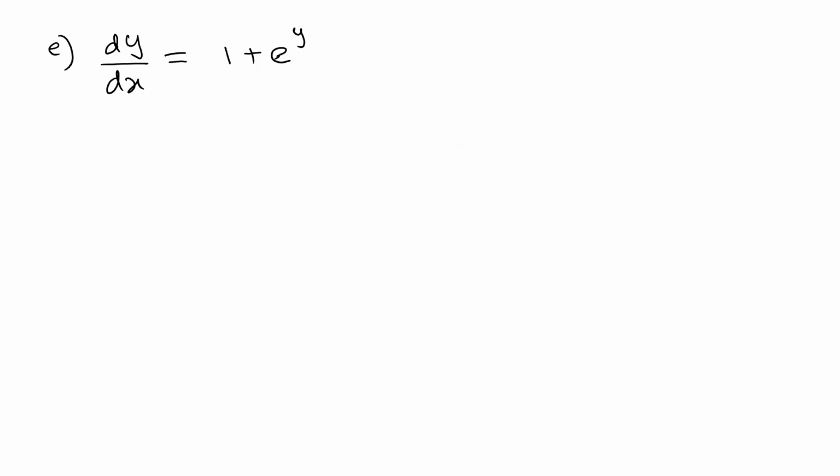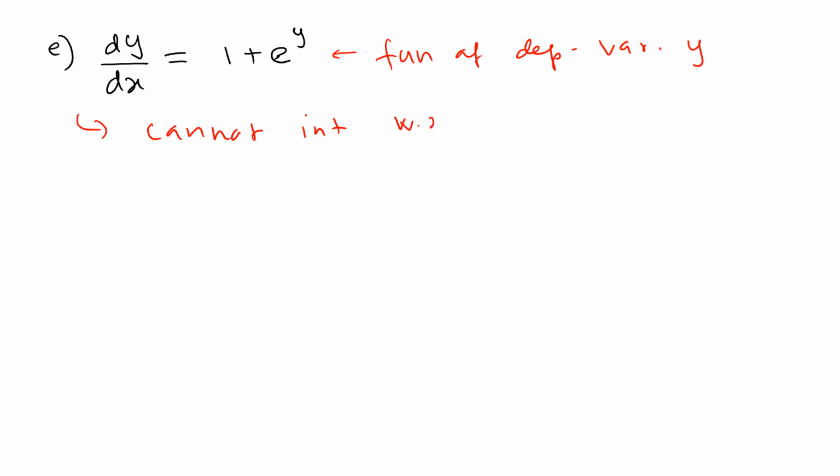So as the next one, we have dy over dx equal 1 plus e^y. And you see a major difference here: the right side is not a function of the independent variable, it is a function of the dependent variable. So that means we cannot use the argument that we used before. We cannot integrate with respect to x, since x is the independent variable. So that means we need a new technique.